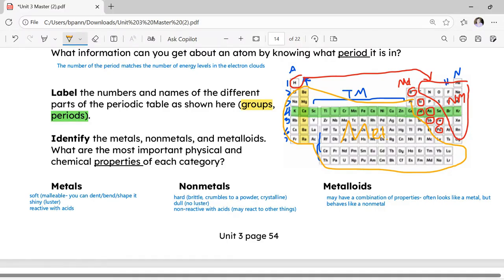Finally, that narrow section, which we call our stair step, those are called metalloids. Metalloids may have a combination of properties. Oftentimes they look like a metal, like the silicon did in our lab. Remember how it was silvery and shiny and it looked metallic? But its behavior was more like a nonmetal. It didn't react to the acid, and it certainly wasn't soft enough to dent it with a hammer. As the pieces break apart, they break apart into sharp, jagged edges. That's not what a metal does. So it behaved like a hard material, but it looked like a shiny material. That's how we know that it's a metalloid.